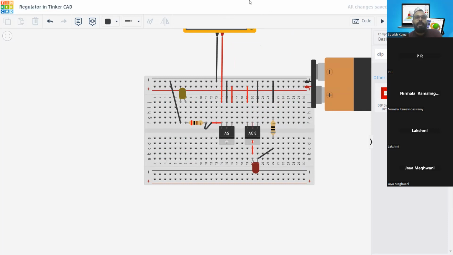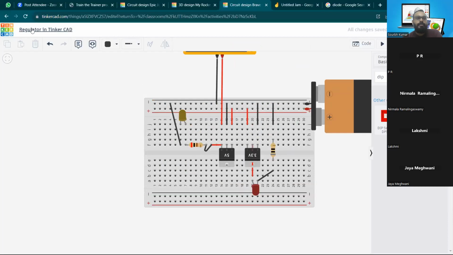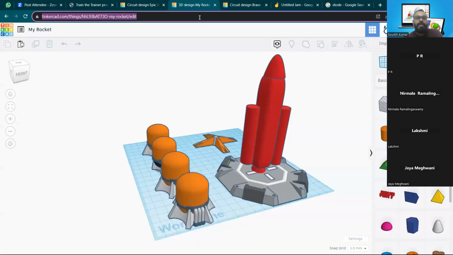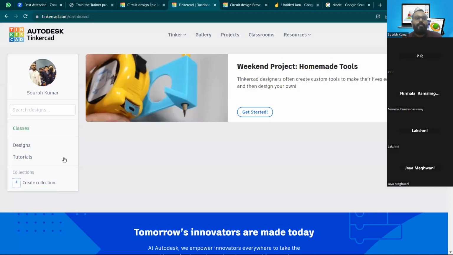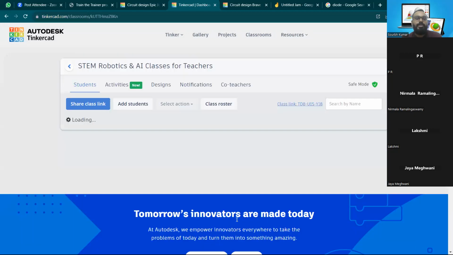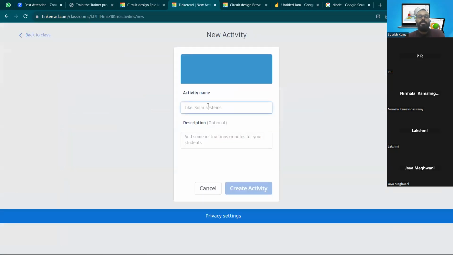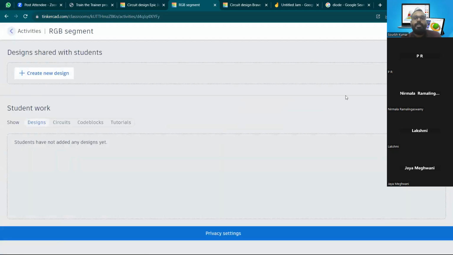So now I'm taking another project. This one is someone else's design, right? So that is why it is not showing me the option to create a new design in there. So I'm going to the classes, STEM and robotics and activities, and adding a new activity, RGB. So I'm creating this activity, and under the RGB segment, I'm creating this circuit.